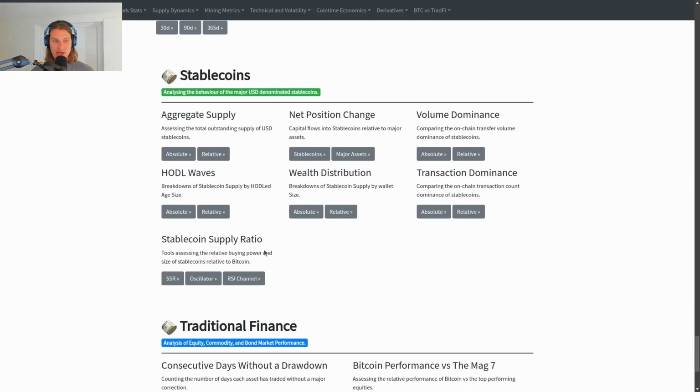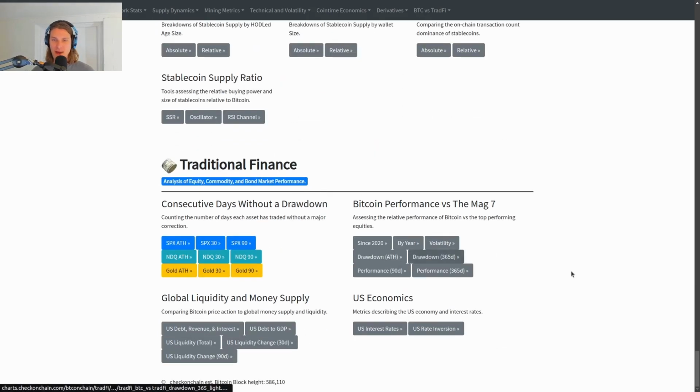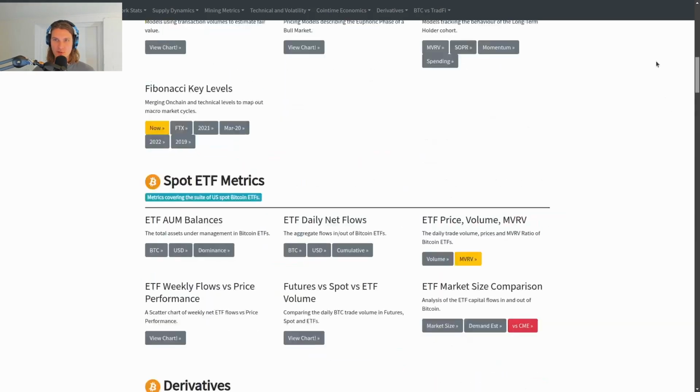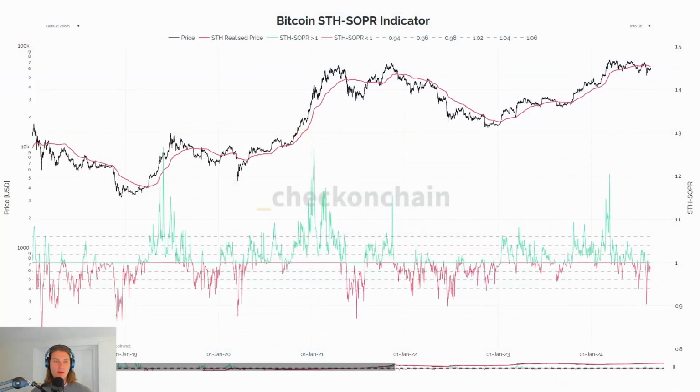We do also have some stablecoin metrics and a handful of macro models, but I think that will do us for the time being. Righto, so the next step is to really look at the charts themselves and explore all of the different tools and functionality that is available.